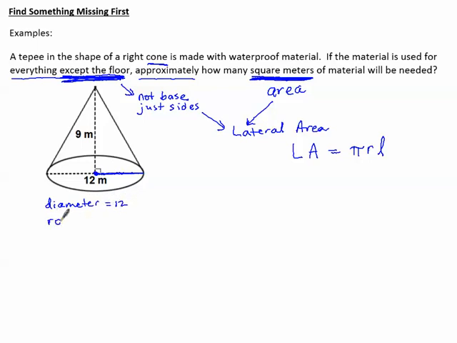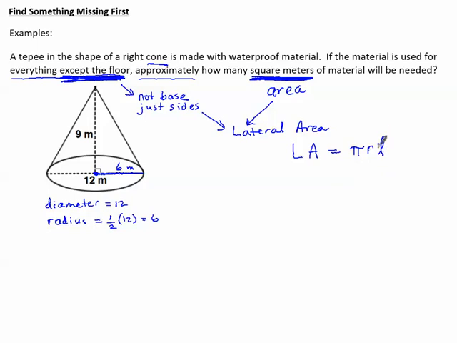The radius is half of that, because instead of going from the center to the edge, the diameter goes from one end to the other end of the circle all the way across. So the radius is half of the diameter. So half of 12 equals 6. The radius is 6 meters. Let's label our picture with 6.